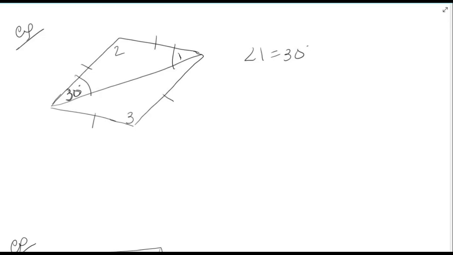All right, now I have an isosceles triangle here. And I know the base angles are both 30, so I could find angle 2 by simply taking 180 minus 30, which would be 120.